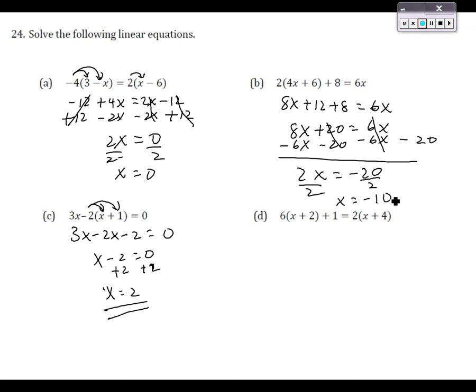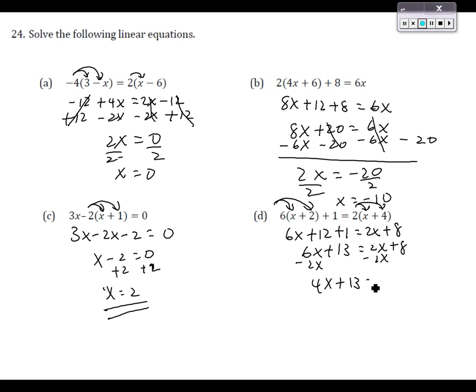The final one for me is going to be 6x plus 12 plus 1 is equal to 2x plus 8. Now again, collect like terms, I mean the same variables to one side and the numbers to the other side. This is simplified to 13 equal to 2x plus 8. Then bring the 2x to this side. It's going to be 4x plus 13 is equal to 8.